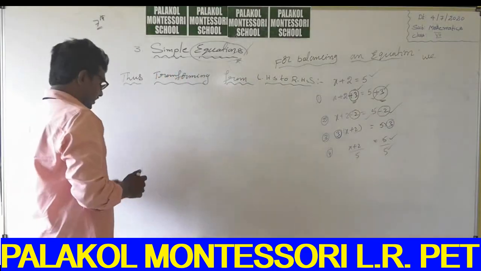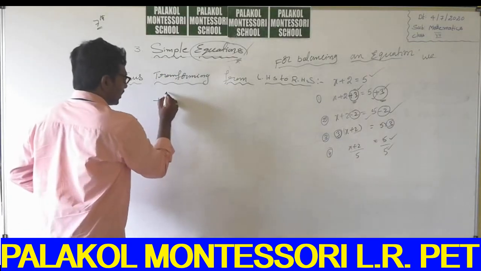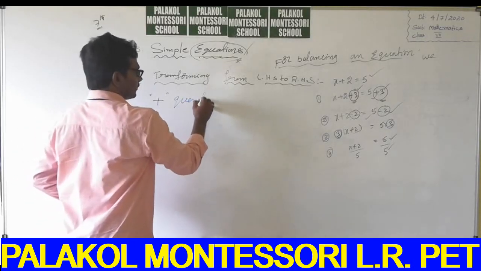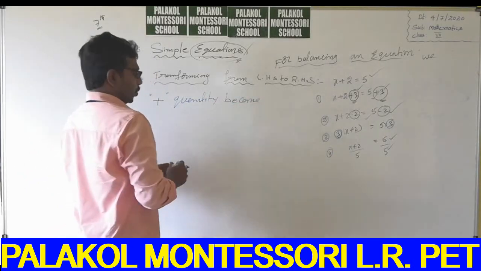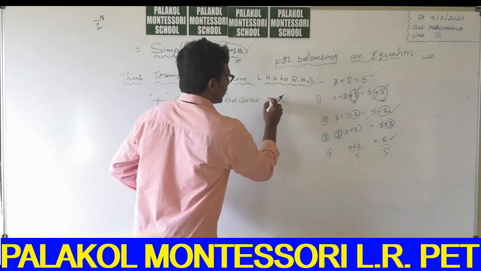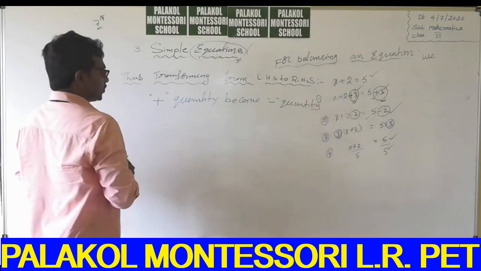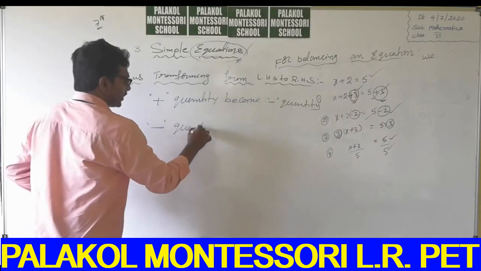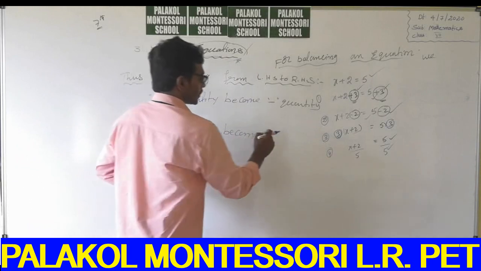Okay, I write some points on the blackboard. Plus sign: plus is a positive quantity, it becomes a negative quantity. Next one, a negative sign, a negative quantity, becomes a positive quantity.